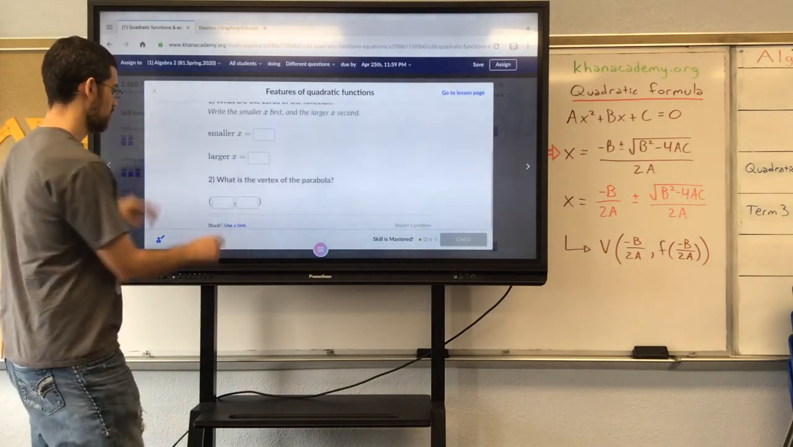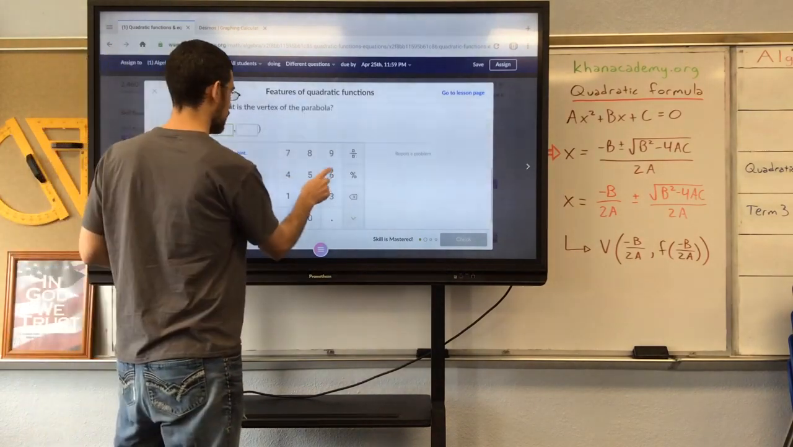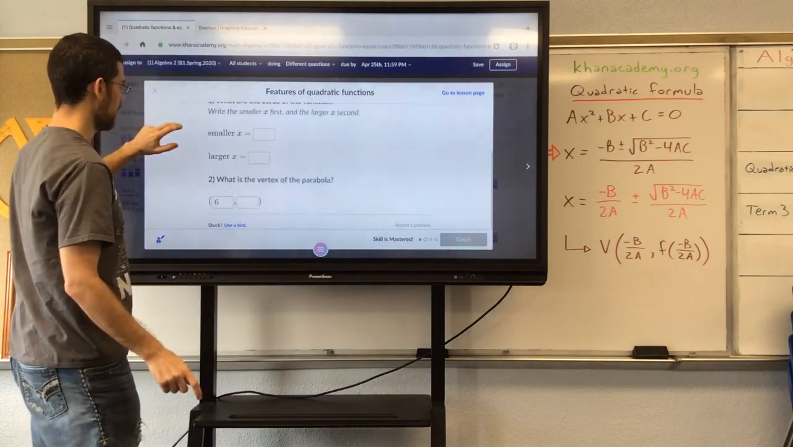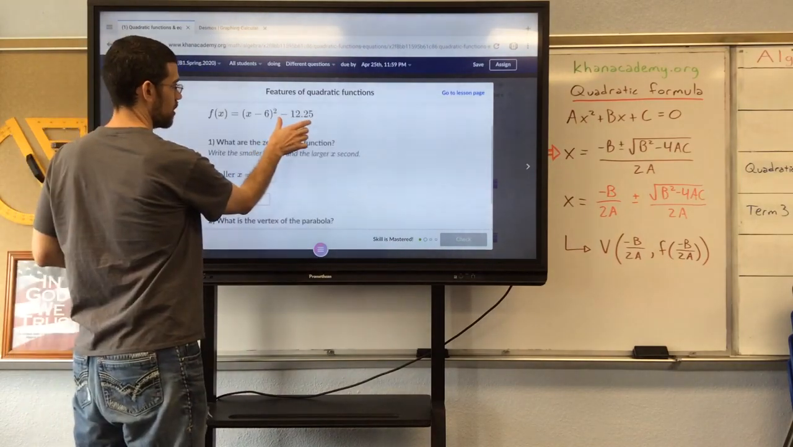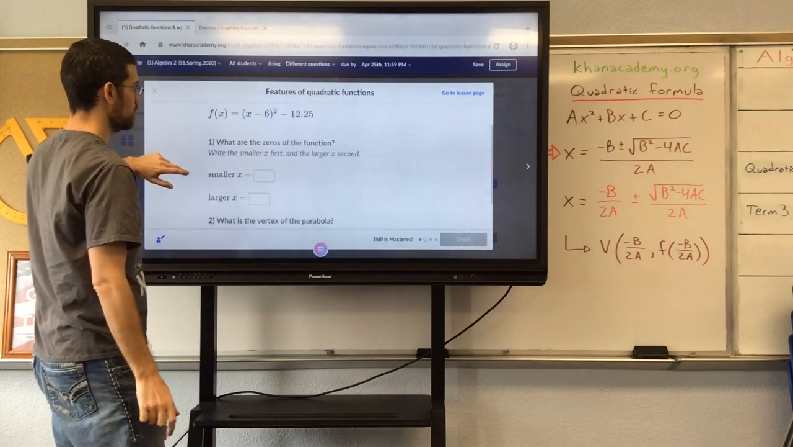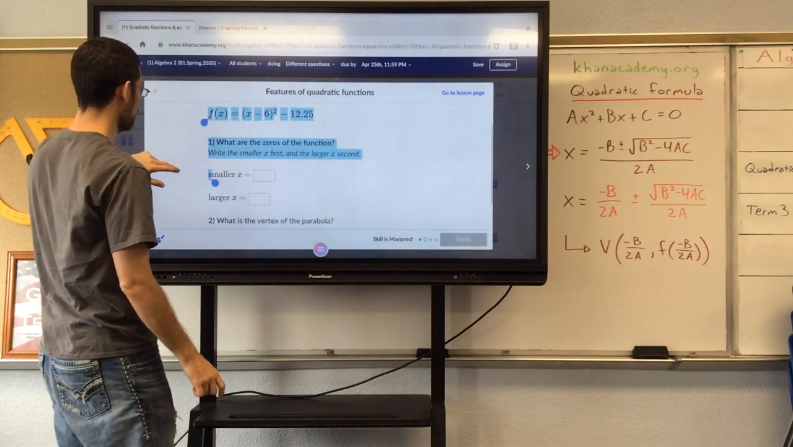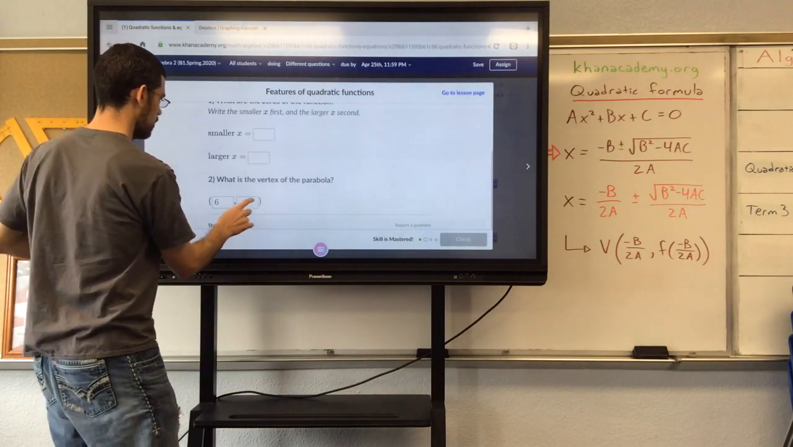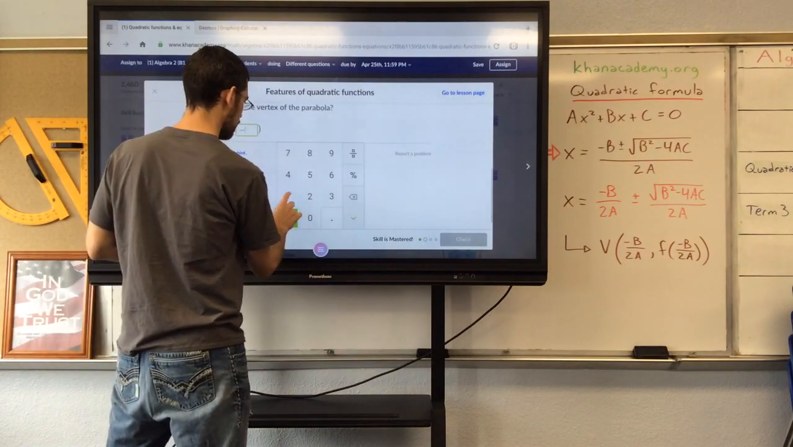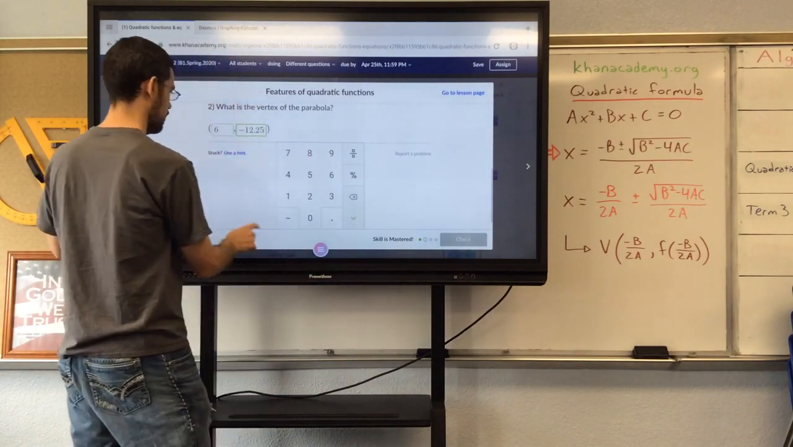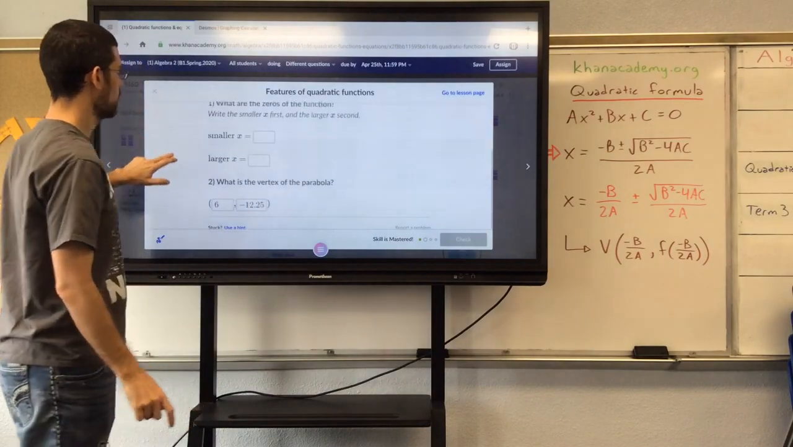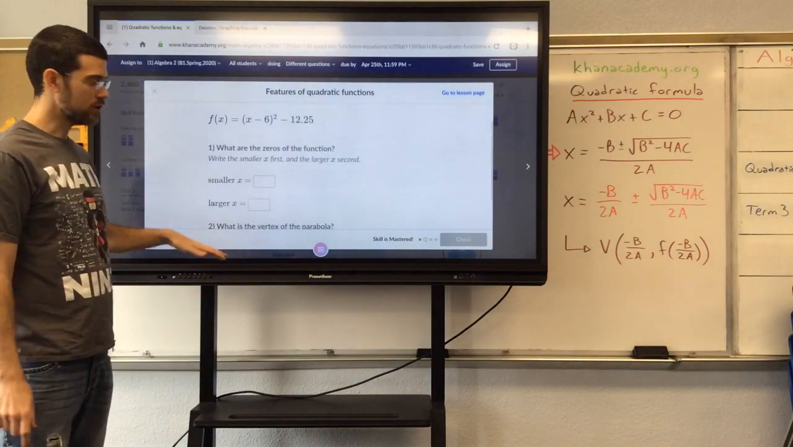That's our x value. And this constant is our y-coordinate. So -12.25. Okay, so we have our vertex.